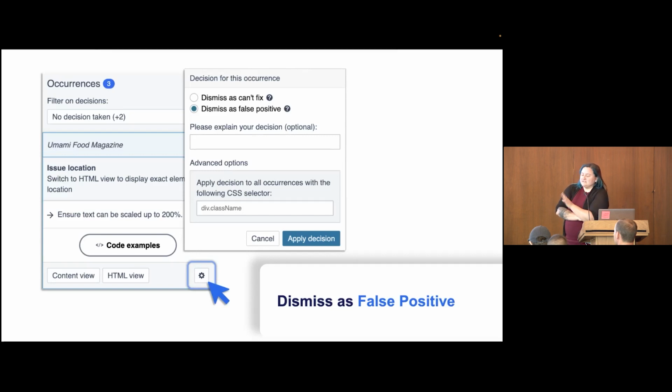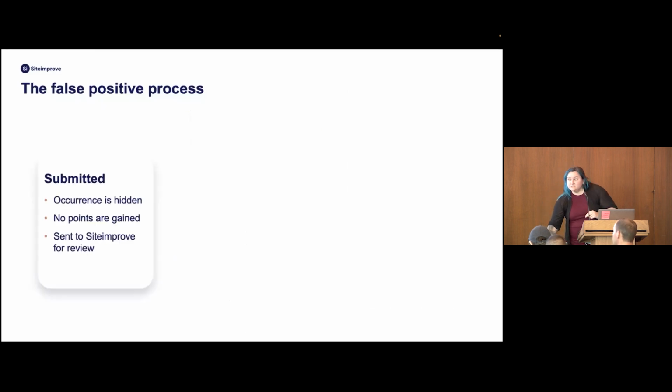So dismiss as false positive. We've selected that option. We can leave a note and we can apply it in bulk with CSS selectors. But so this is a false positive process, very, very in-depth. All right, so you submitted that false positive. You said this occurrence is not an actual issue. Get it off my list. I want my points back. That occurrence is then hidden from your list of issues. That occurrence, I should say, not the issue as a whole. That occurrence of that issue is hidden once you submit that.